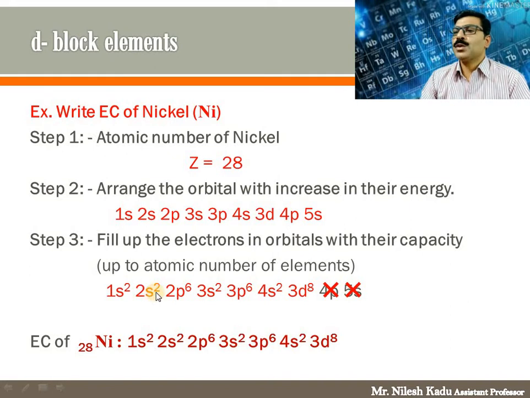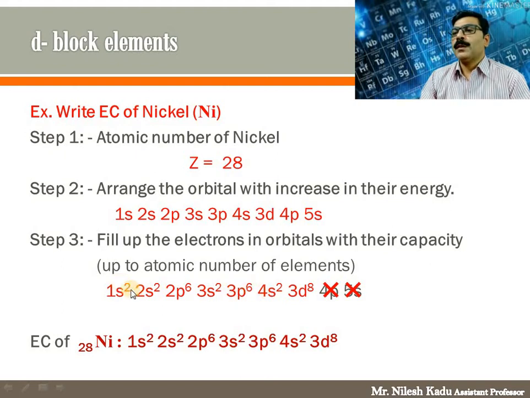Again 2s has 2 electrons. Then 2p has 6 electrons because the p orbital has a capacity of 6 electrons. Then 3s has 2 electrons, 3p has 6 electrons, and 4s contains 2 electrons. Then count the total number of electrons you have to fill up.